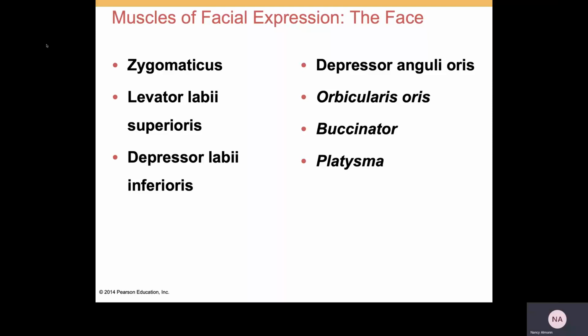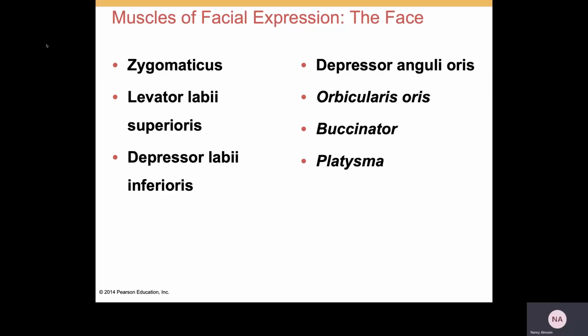And let's take a look at some of these. So zygomaticus, that's going to be your smile muscle. Levator labii superioris, yikes. Depressor labii inferioris, yikes. Depressor anguli oris, uh-oh. You don't need to know those, but I have those names in there because I want you to think about what they are telling you.